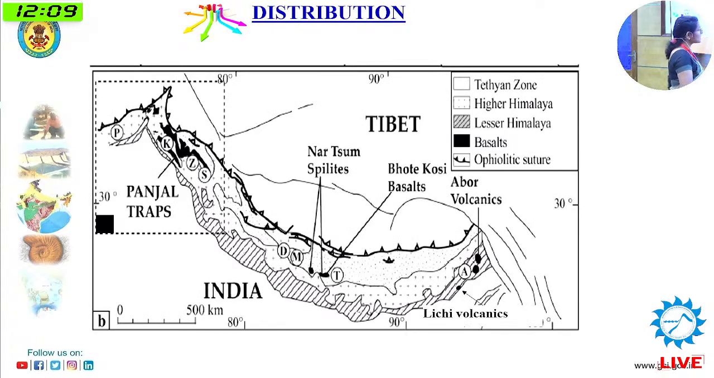So this is the figure by Garzanti, where you can see these are the Panjal Traps, these are the Abor volcanics, and this small patch is the Lichi volcanics. Most of the volcanics are in the Higher Himalayas, where the Abor volcanics are in the Siang window, and the Lichi volcanics are in the Lesser Himalayas.